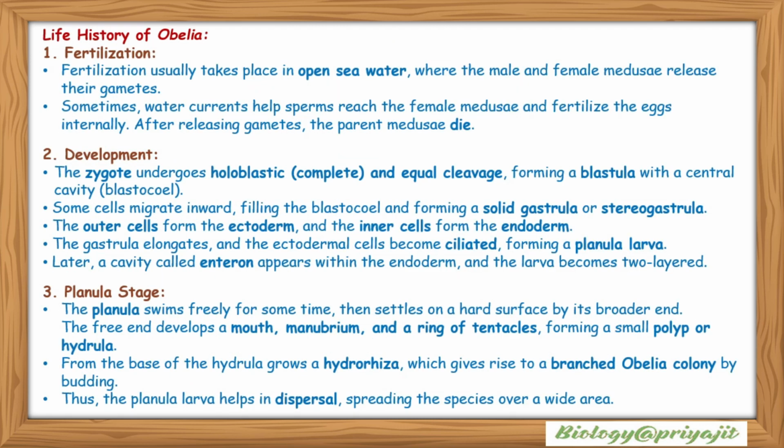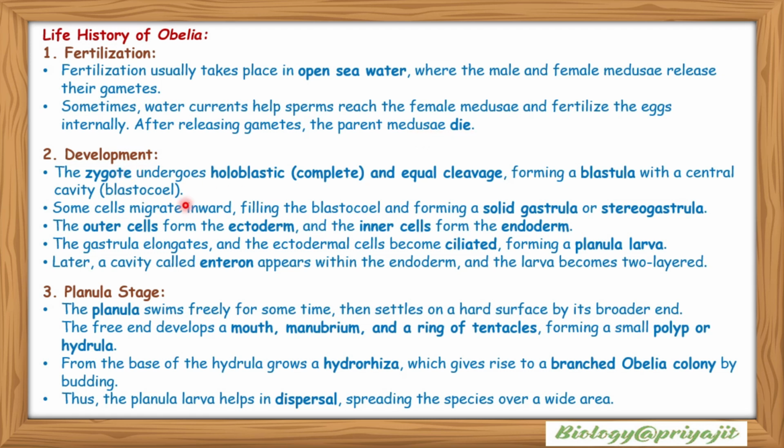Life history of Obelia. The first event is fertilization, which usually takes place in open sea water, where the male and female medusae release their gametes, such as sperm and ovum. Sometimes water currents help sperms reach the female medusa and fertilize the eggs internally. After releasing gametes, the parent medusa dies.